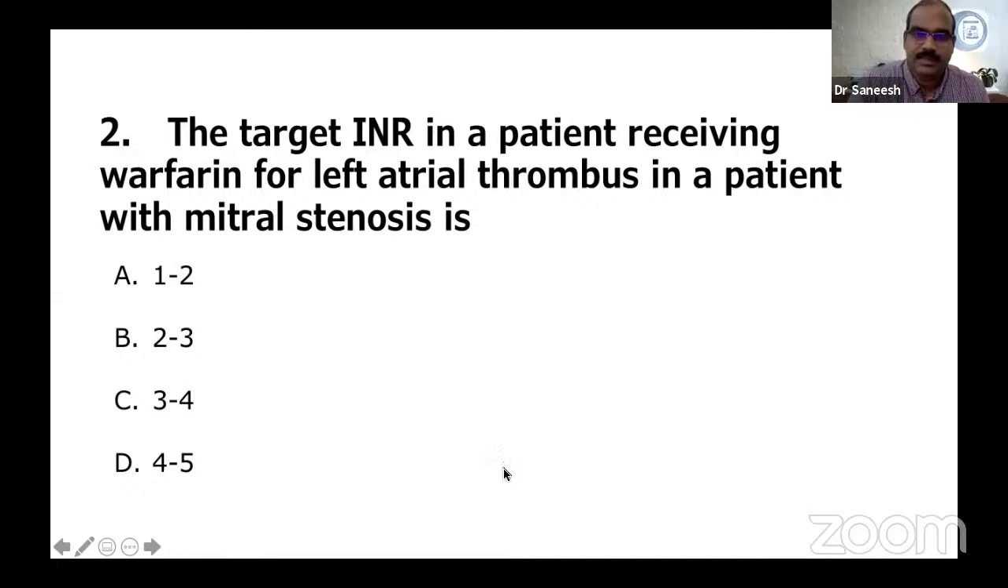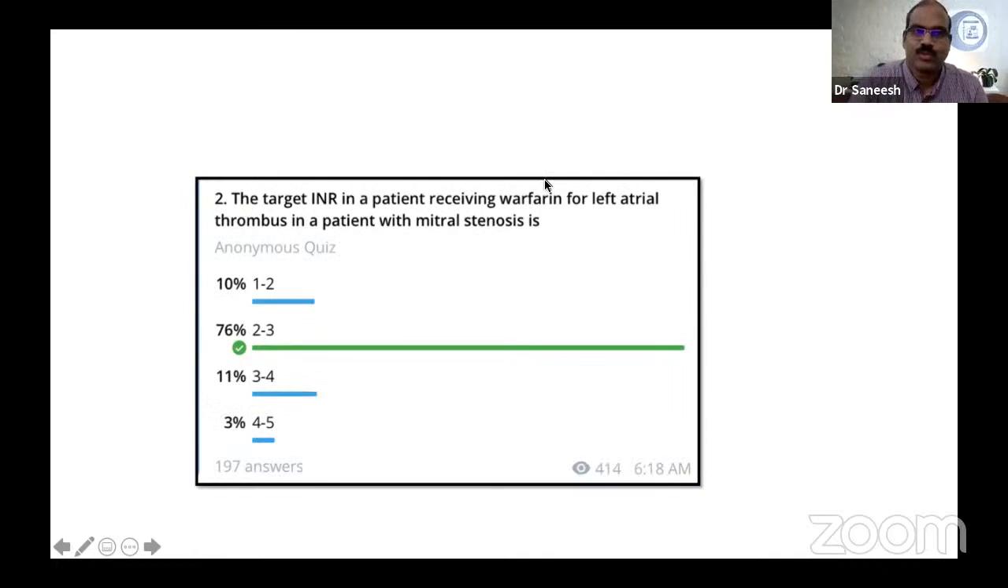Again, the trend is more towards clarity this time. Yeah, 91% is hitting the right answer, INR target of 2 to 3. But in our Telegram group survey, only 76% got the answer right. At least it is good. They are working in the back. Yeah, they are interested to study. Okay. So again, there should not be any more doubt. So this is the target INR, right?